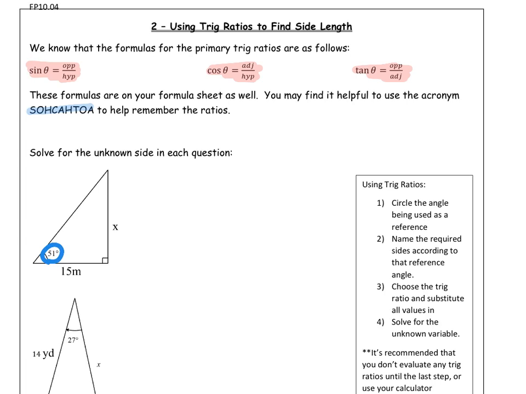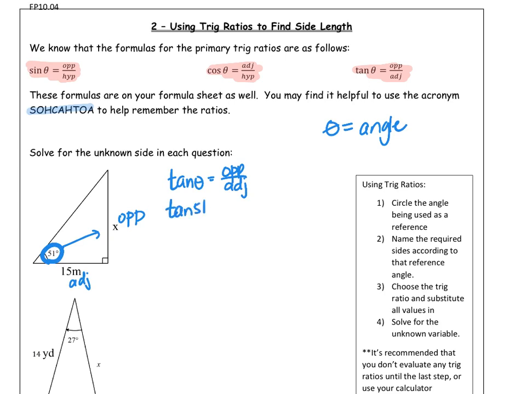Okay, so to that 51 degrees, I know that this is opposite and this one is adjacent. So opposite and adjacent is the tangent ratio. I write down the formula: tangent of theta is opposite over adjacent. And then I substitute in. Remember that theta means angle, so it's a variable. You're putting in the value for the angle. So in this question, it's tan of 51 equals x over 15.